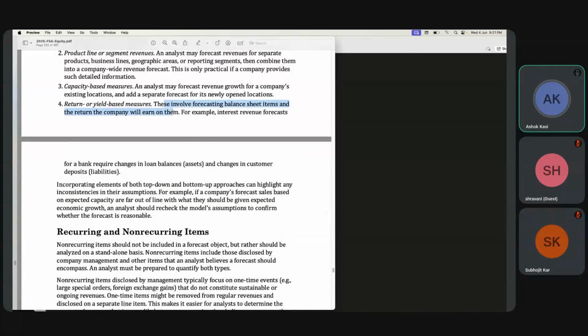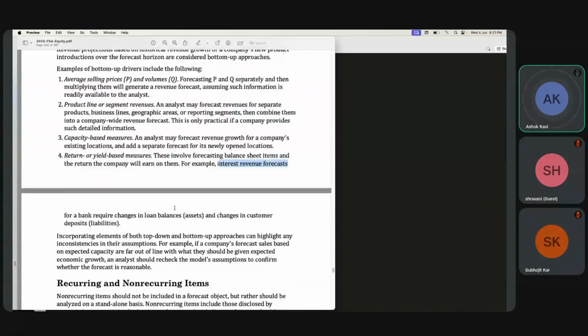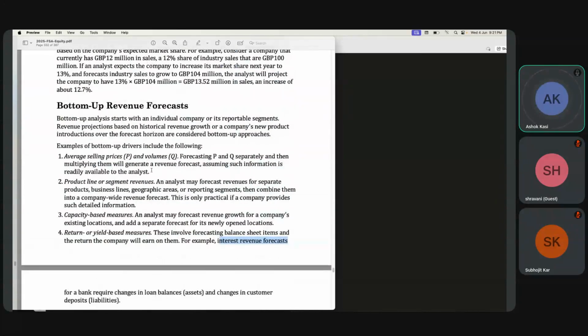So other income for a manufacturing company, and for a bank it will be the core one, interest revenue. Okay. Have you understood this one? This is the bottom-up revenue forecast. Clear.